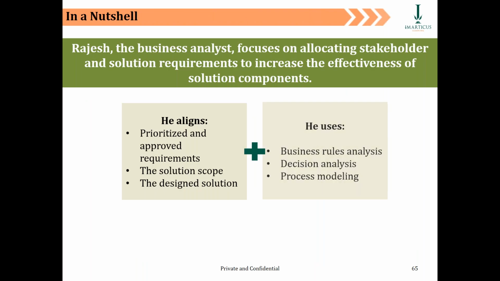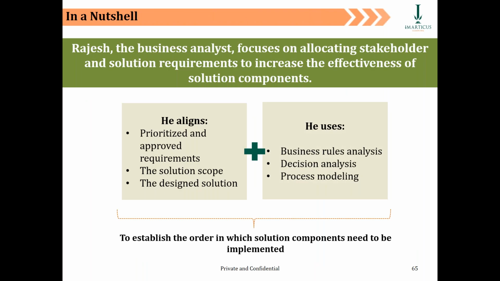In a nutshell, guys, you as a business analyst now focus on allocating to the stakeholders their required requirements. You are aligned because you have prioritized and gotten the requirements approved. You've gotten the alignment on solution scope. You have the alignment on design solution now. And obviously you used multiple things to reach here. But now your order is clear.